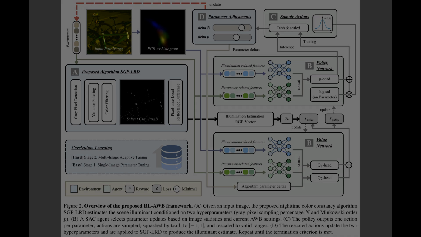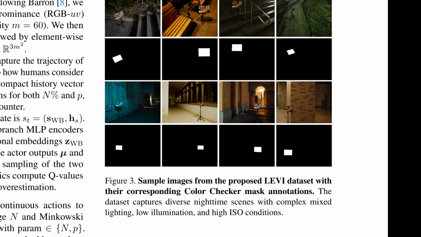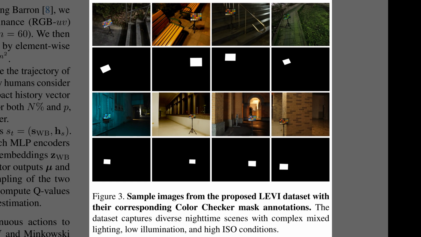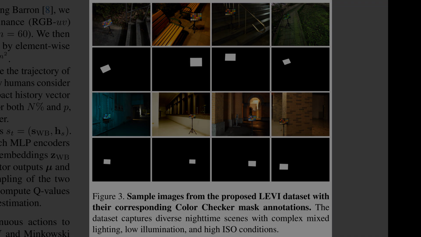So, to properly evaluate this cross-sensor capability, the authors introduced a new dataset called LEVI, which stands for Low Light Evening Vision Illumination. Figure 3 presents sample images from this collection alongside their ground truth annotations. The first and third rows display the actual nighttime scenes, capturing complex mixed lighting and high ISO noise. Directly beneath them, the black and white rows show the corresponding binary masks. These white rectangles identify exactly where the color checker chart is located in each frame, providing the reliable ground truth needed to train the model effectively.